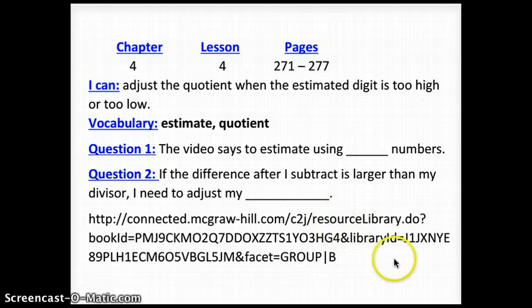Okay, so let's look back at the questions. That video we watched says to estimate using blank numbers. Question 2, if the difference after I subtract is larger than my divisor, I need to adjust my blank. So answer these on the Google form, please.